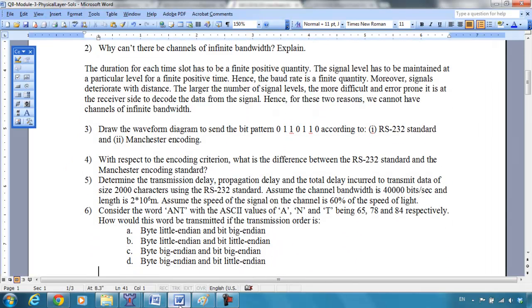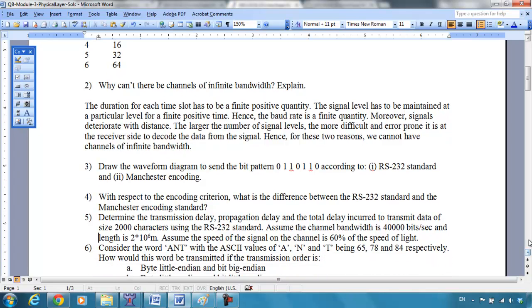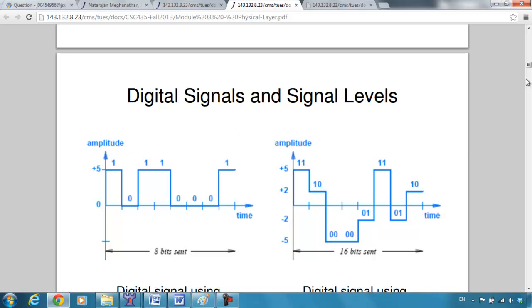Now draw the waveform diagram to send the bit pattern for this particular bit sequence using the RS-232 encoding standard. Let me go over what we have here.